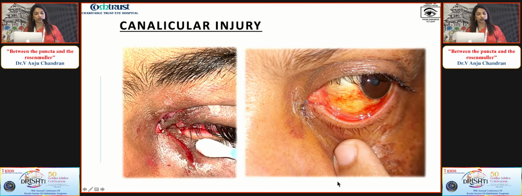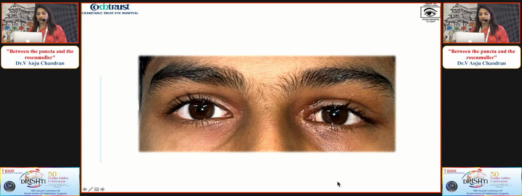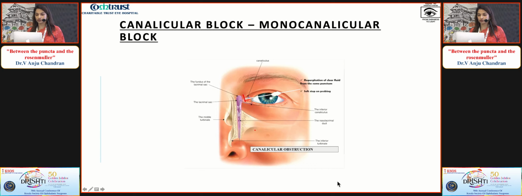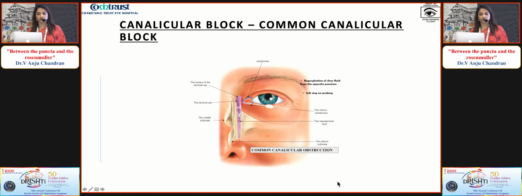Just a quick mention about canalicular injury, which you should look for, especially in lid tears which are medial to the puncta, and it has to be repaired properly with a stent in place for at least 3 weeks, so that you can restore both anatomical as well as functional integrity for the patient. Canalicular blocks, you usually get this in your OPD. You will have regurgitation of clear fluid from the same puncta. This need not be addressed unless the patient has an associated NLD obstruction.